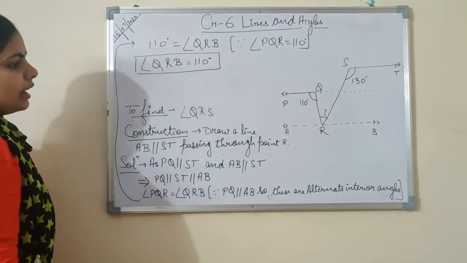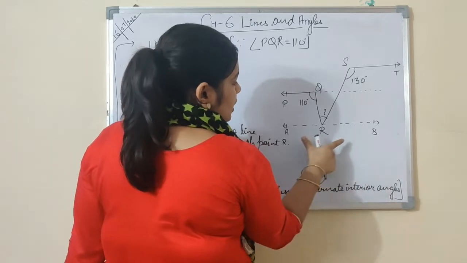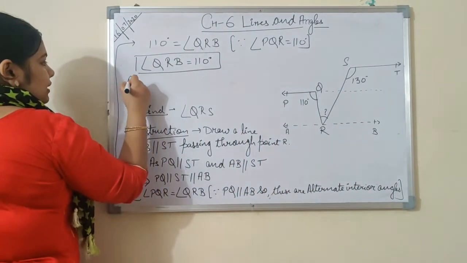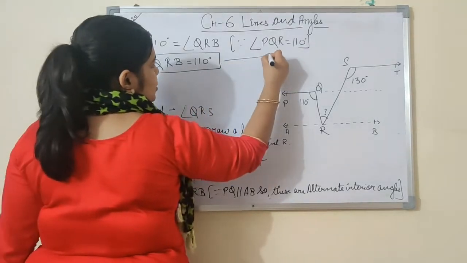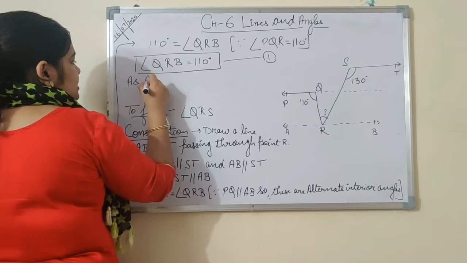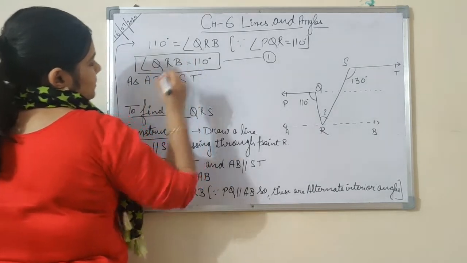Okay. Now, we will be finding angle SRB by using AB parallel to ST. So I am writing here, name this as equation number 1. I am writing here as AB is parallel to ST.